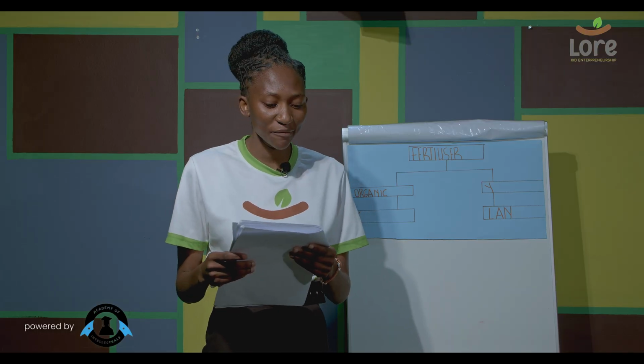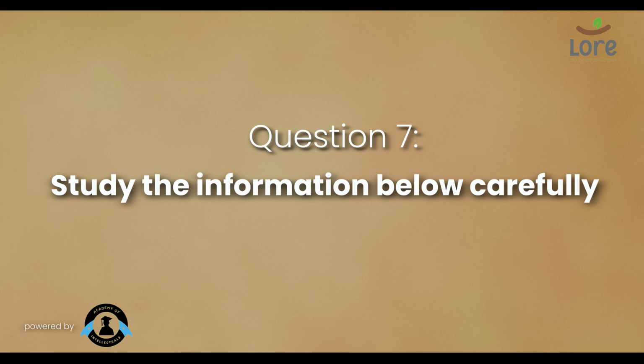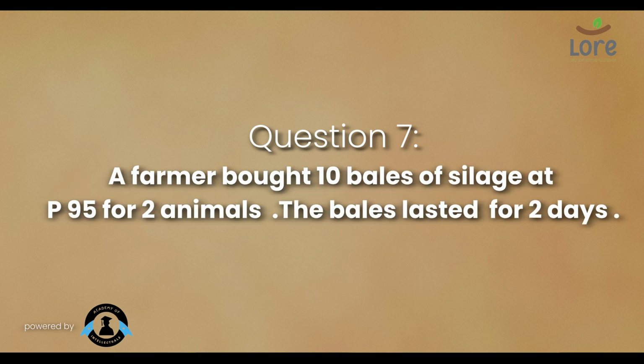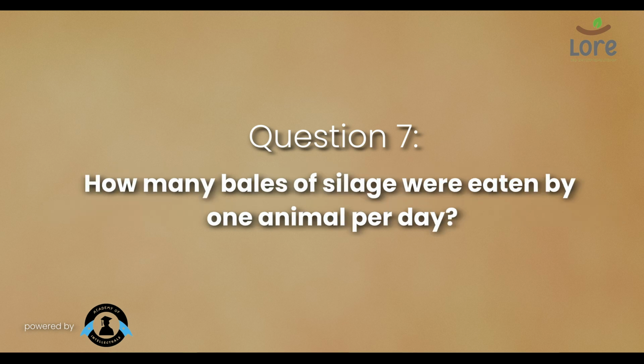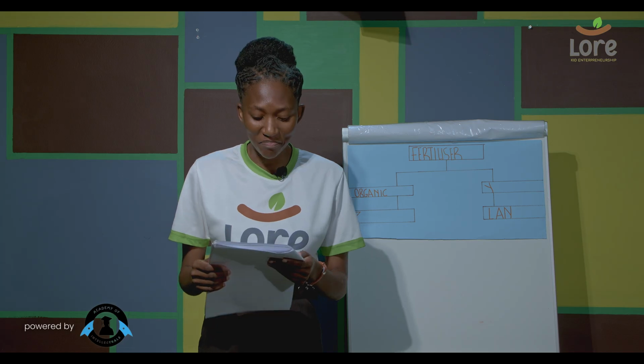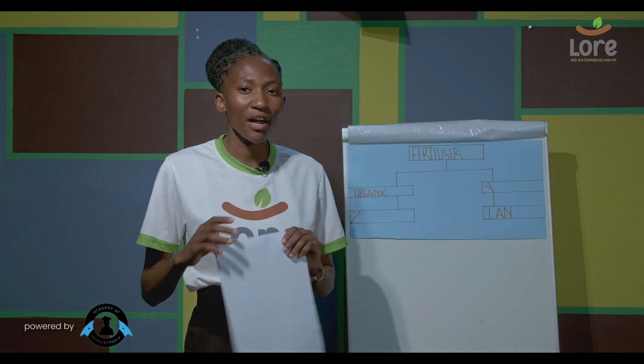Question 7 is saying, study the information below carefully. A farmer bought 10 bales of silage at 95 pula for 2 animals. The bales lasted for 2 days. How many bales of silage were eaten by 1 animal per day? Show your calculation.